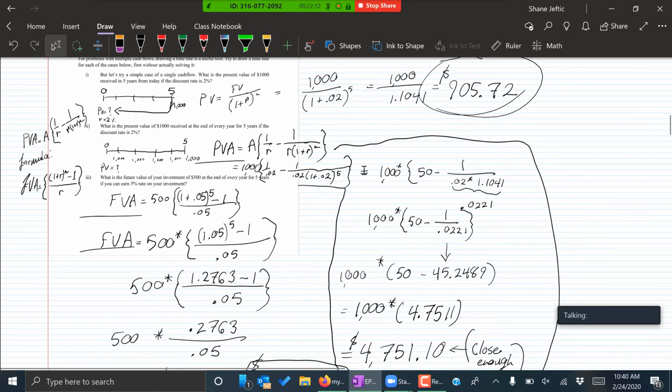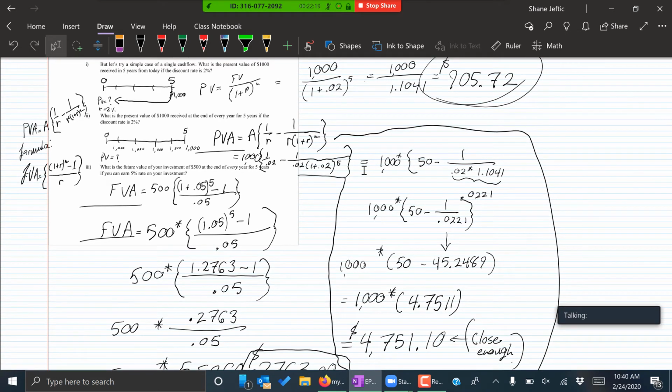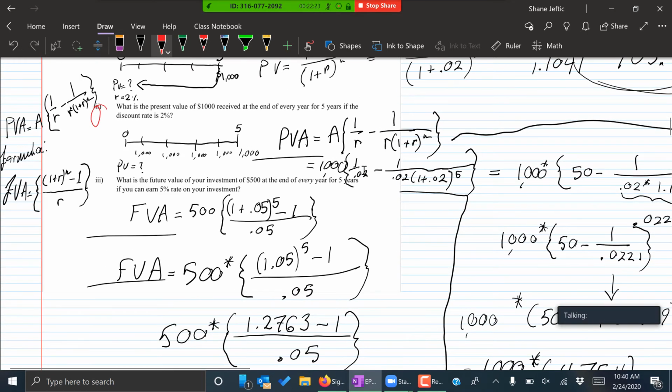Okay, let's just start on 3 because it looks more fun, I guess. Or how about actually this one too? Okay, what is the present value of $1,000 received at the end of every year for 5 years if the rate is 2%?